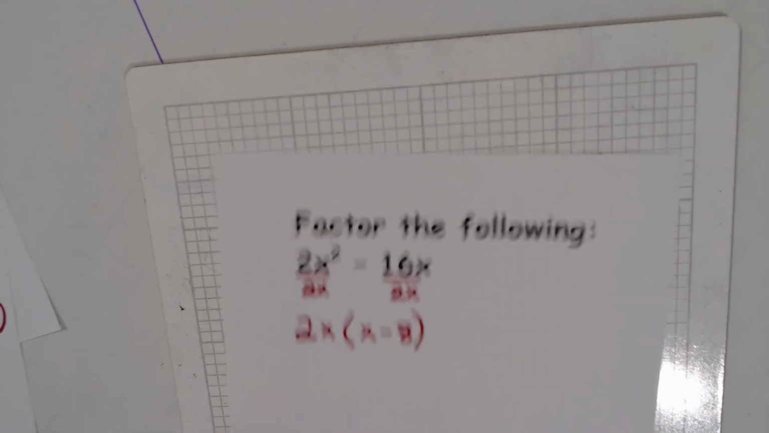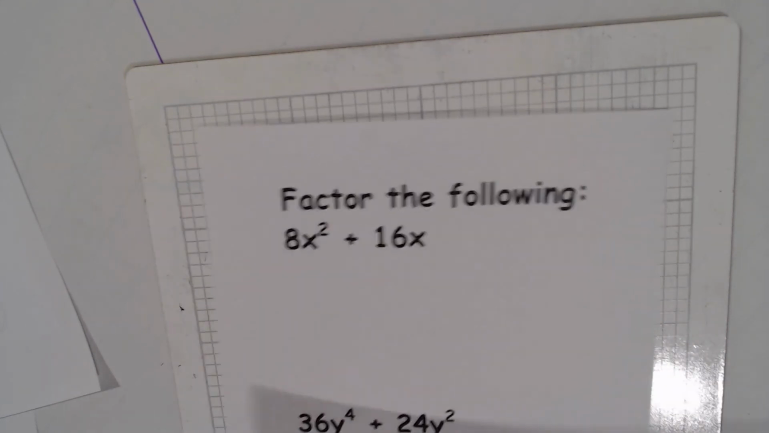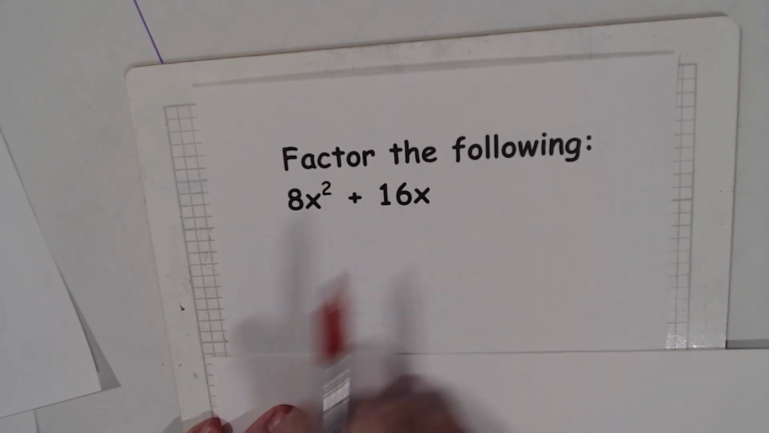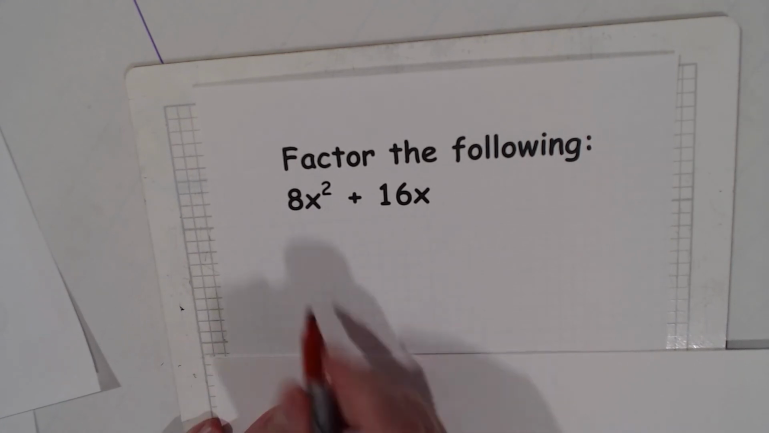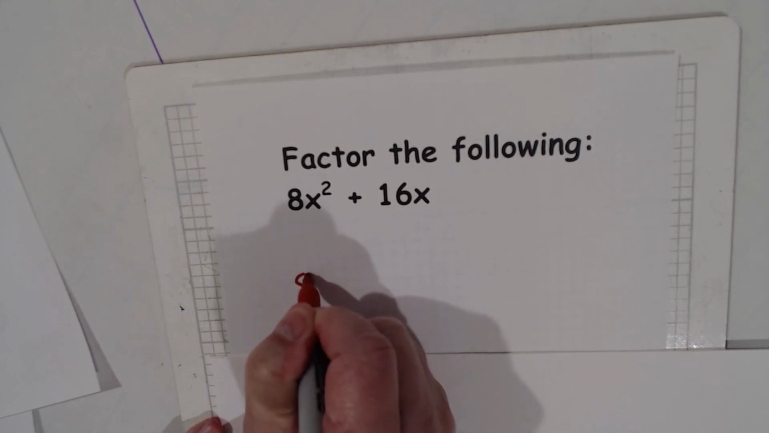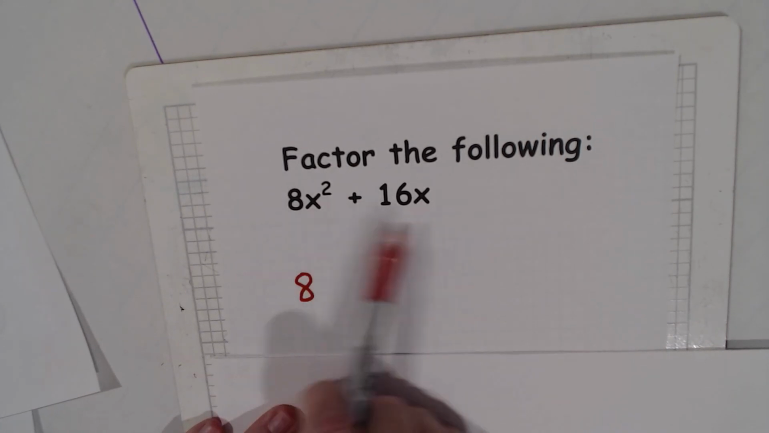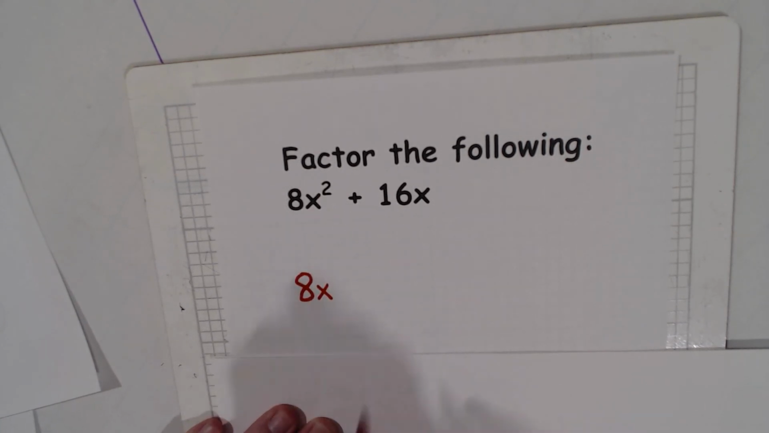So let's try another one like this right here. 8x squared plus 16x. I need to find the biggest number that will go into 8 and 16. That's 8. And then I'll look and see if they have any letters in common. And they do. They both have an x in common. So I'm going to put an x out here on the outside. 8x is the greatest common factor of each one of these.